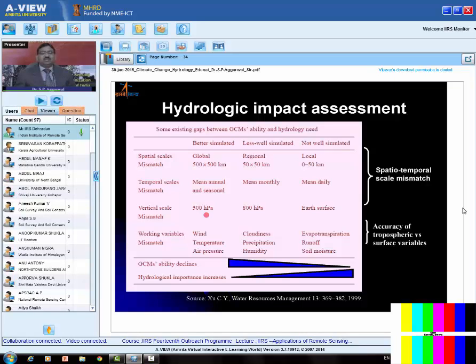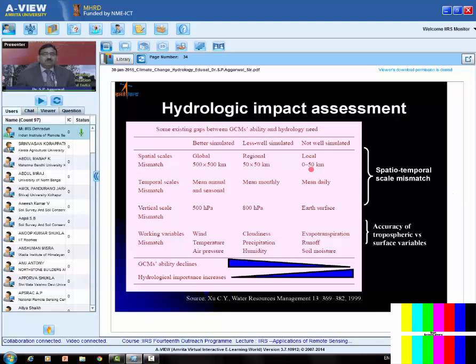They are giving good information at 500 hectopixel, meaning around 5 kilometers or maybe 4 kilometers. But I want information on the ground. Working variables like wind, temperature, and air pressure, they are predicting well. But for hydrology, I need information on soil moisture, evapotranspiration, and rainfall, which is not good. I want information on the earth surface. I want daily data, and I want a resolution of 0 to 50.